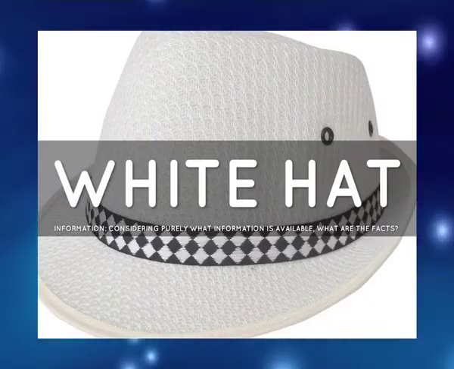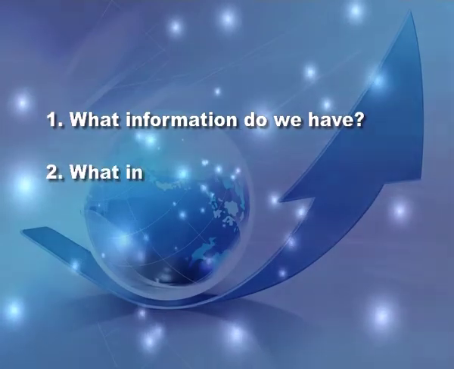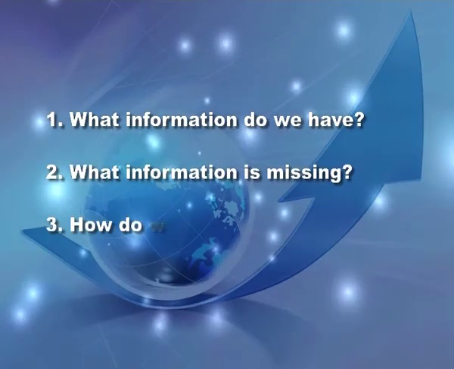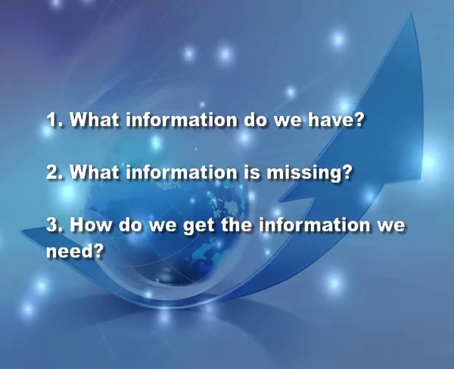White hat. The white hat means neutral information. White hat thinking focuses on the available information. There are 3 key questions. 1. What information do we have? 2. What information is missing? 3. How do we get the information we need?